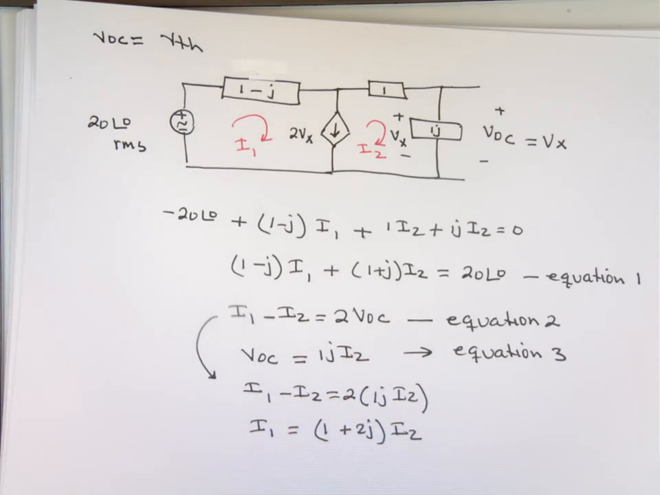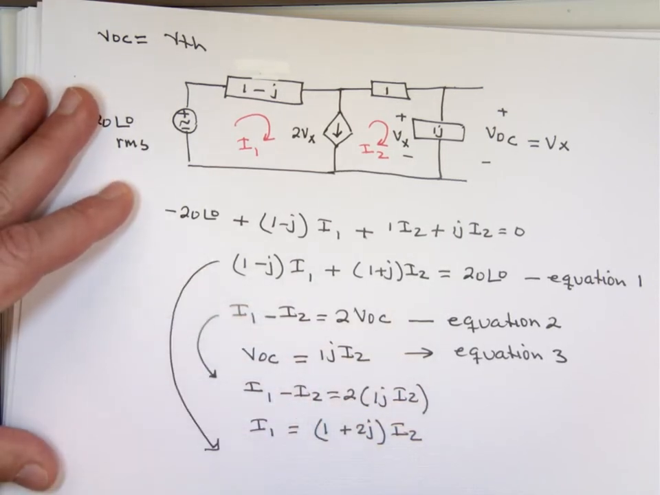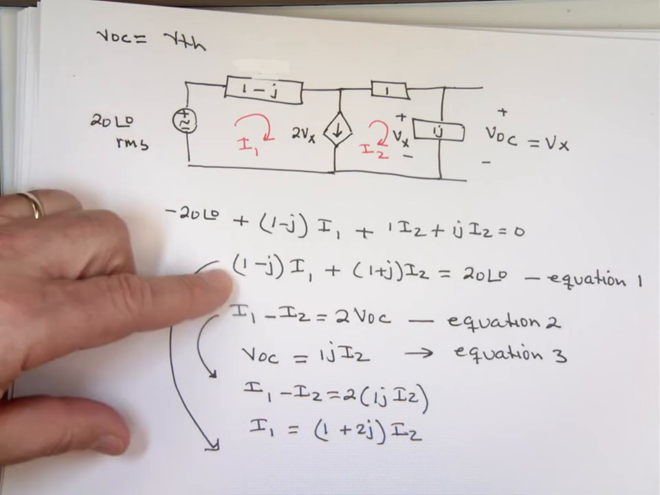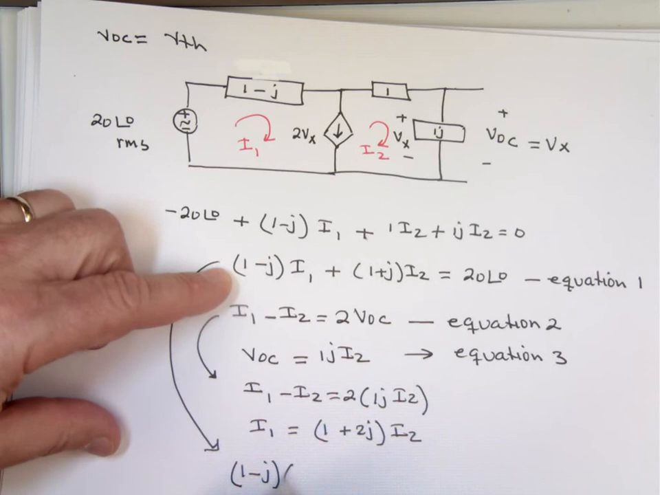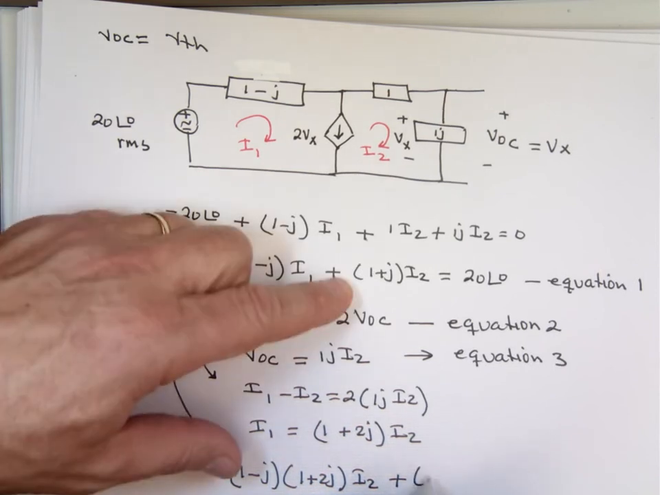I don't even have to use a fancy calculator for this problem. I'm using the substitution method. I'm solving for one and replacing it. Now grab that equation. Replace I sub 1 with (1 plus 2j) I sub 2, plus (1 plus j) I sub 2, equals 20 angle 0.